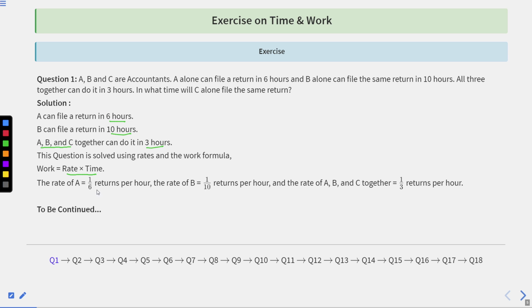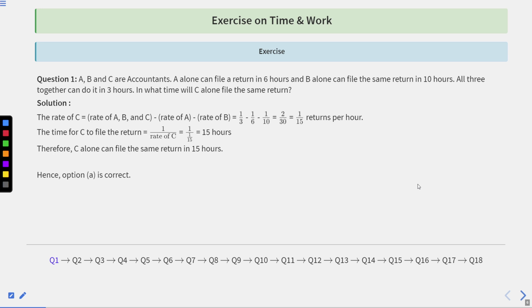So the rate of A is equal to 1 upon 6 returns per hour and the rate of B is 1 upon 10 returns per hour. And the rate of A, B, C together is 1 upon 3 returns per hour. So the rate of C is equal to the rate of ABC minus the rate of A minus the rate of B. When we do this, we will be left with the rate of C. So here it is 1 upon 3 minus 1 upon 6 minus 1 upon 10.